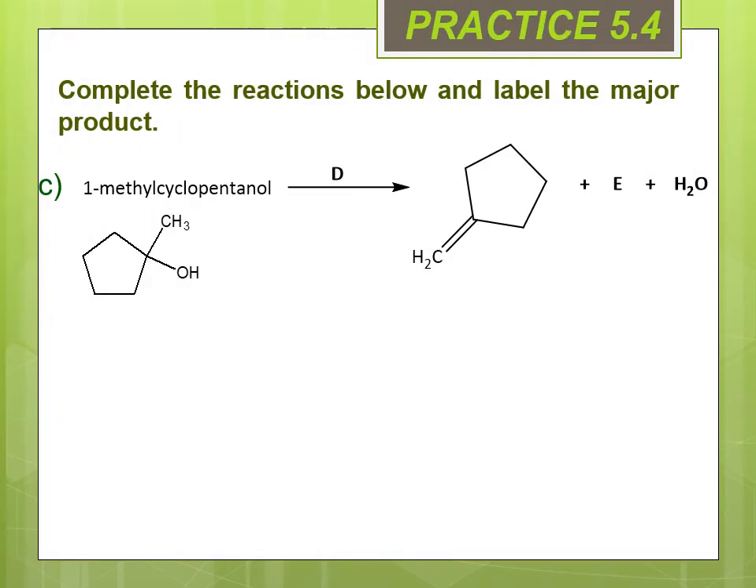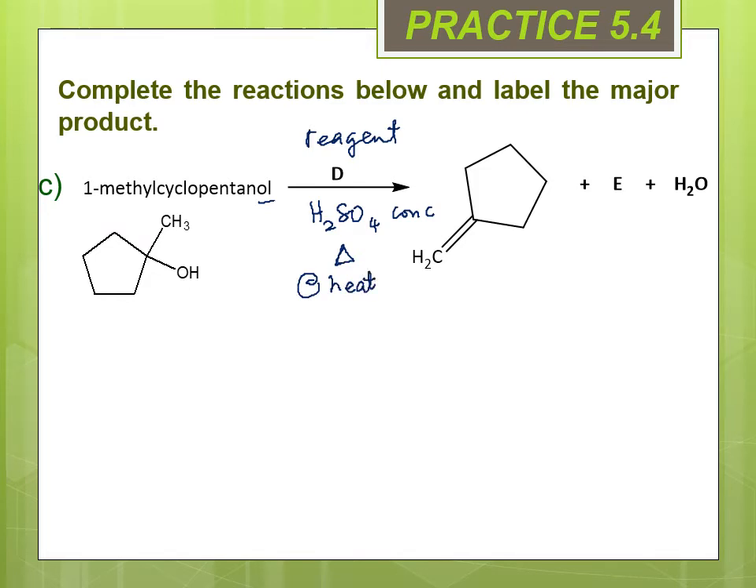For C, we need to write down the reagent. So remember, if we have an alcohol, the reagent would be concentrated H2SO4 and heat. You can either put the triangle sign or you can write down HEAT.